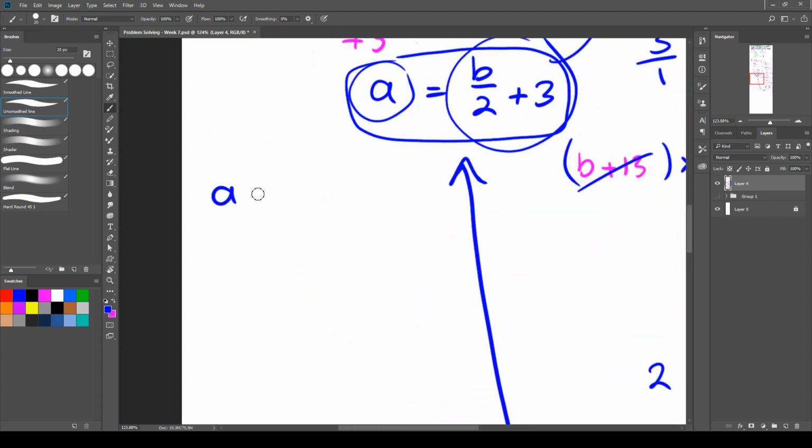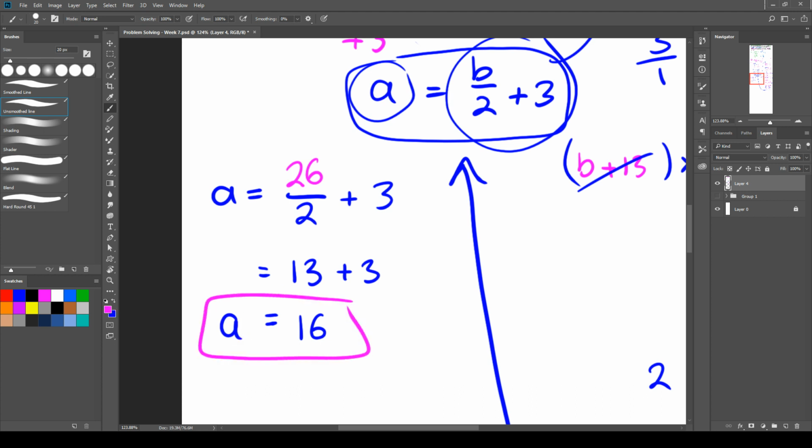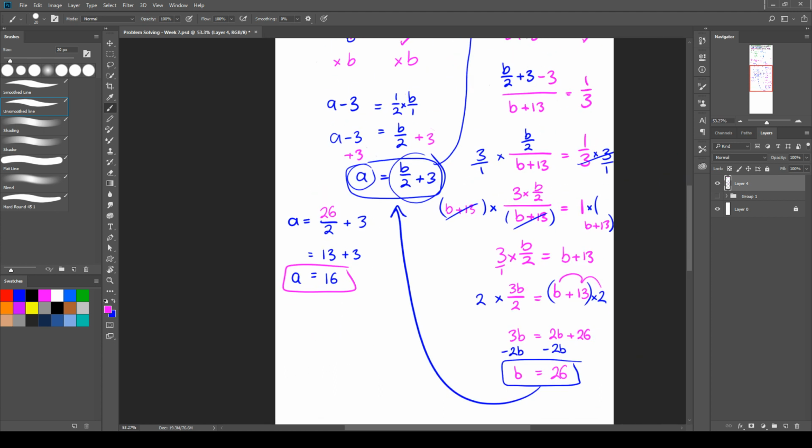So A is equal to, remember swapping the B for 26, 26 on 2 plus 3. Well, we know that 26 divided by 2, that's just half. So that gives me 13 plus 3. I can gather that together and I get 16. So A is 16. So now from those two equations, two bits of information, I could find my two unknowns. Now the unknowns are defined. I know what they are now.